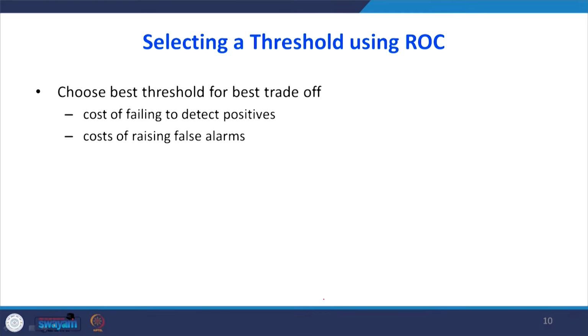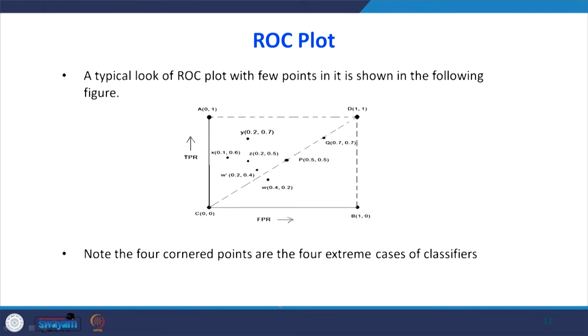Now, we will look for selecting a threshold using ROC curve. We have seen the different points of ROC curve, how to choose the threshold value. That was the important objective of this lecture. Choose the best threshold for the best trade off by looking at the cost of failing to detect positive and the cost of raising false alarm. It is like a false positive and false negative. We have to see the cost of the two, whichever is more dangerous or more costly, that should be minimized.